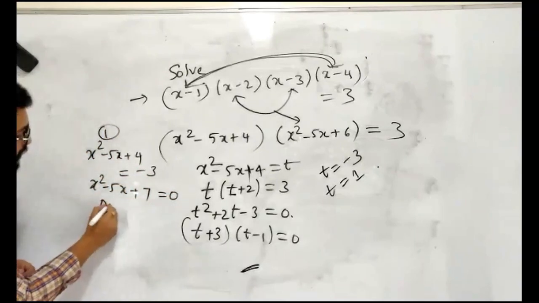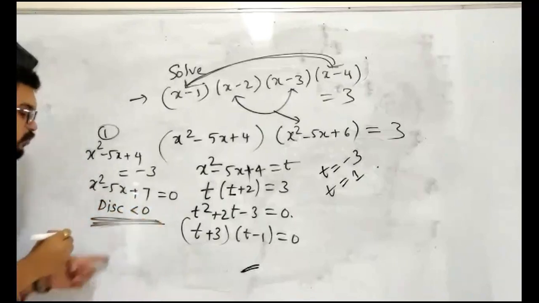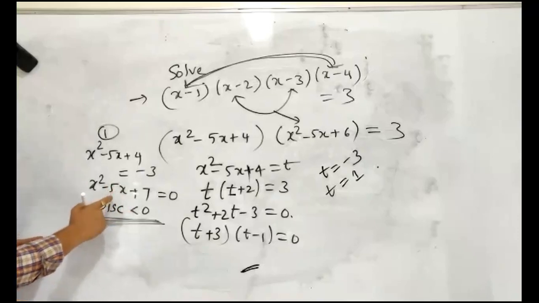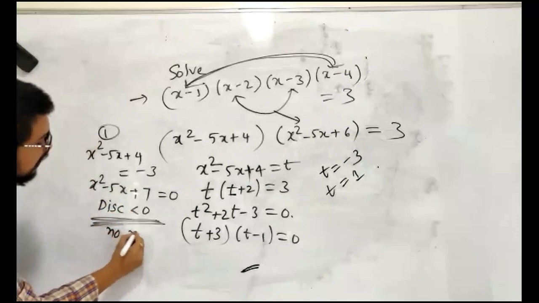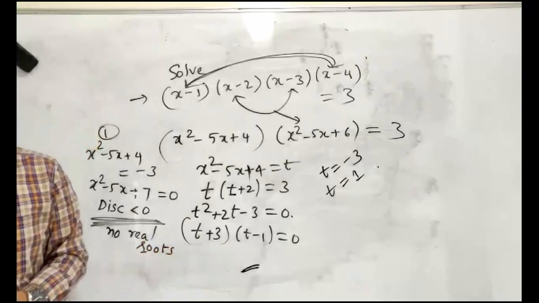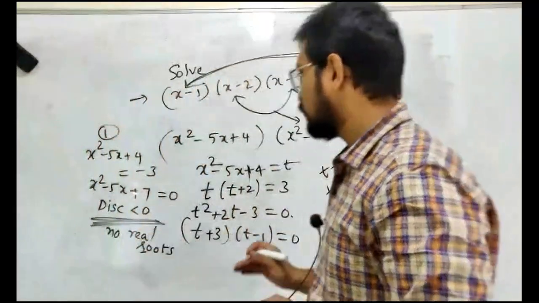Now here the discriminant is less than 0. For this quadratic, the discriminant is less than 0. As the discriminant is less than 0, in this case you will not have any real roots.